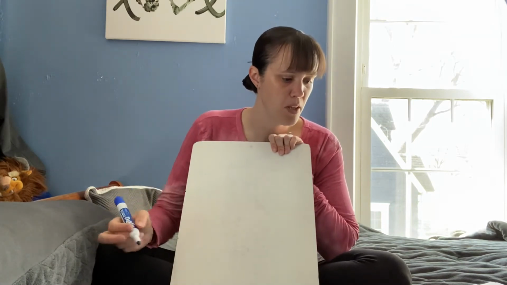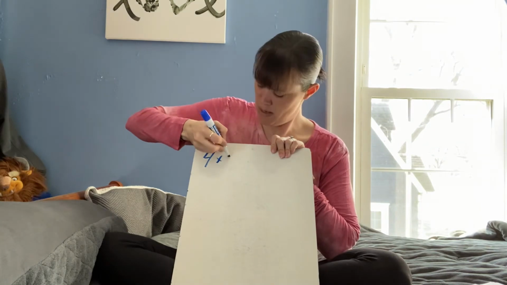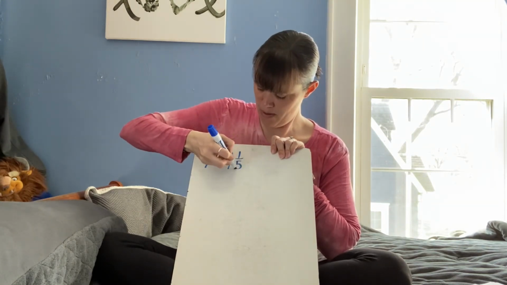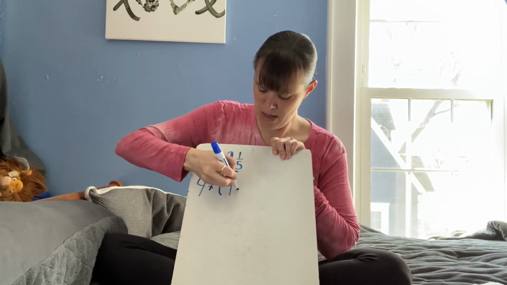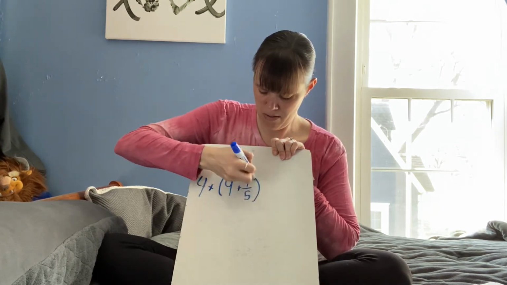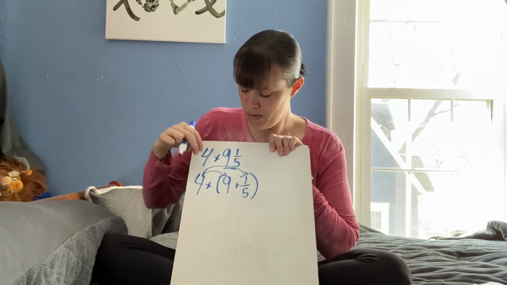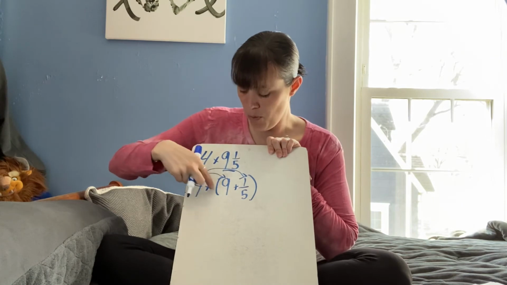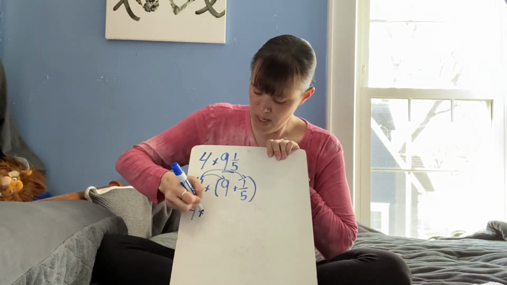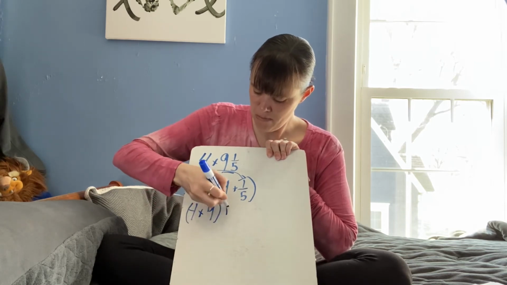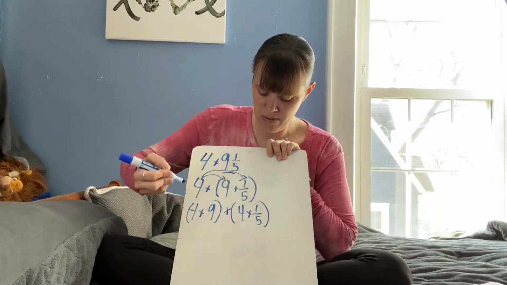That's a good one. 4 times 9 1/5. Okay, let's separate this. 4 times 9 plus 1/5. Okay, and then we have to distribute that 4 to both of those because we have 4 9s and we have 4 1/5. So 4 times 9 plus 4 times 1/5. Ooh, this will be good.